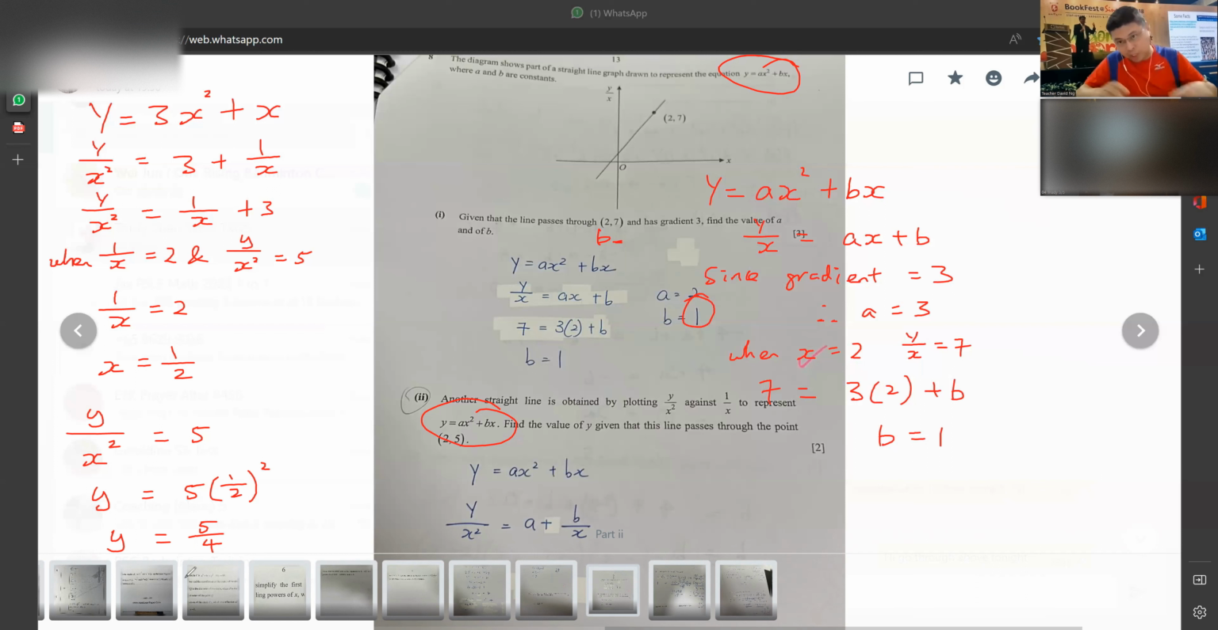If it's within the same question, of course. If it's question 9, then of course the a and b is different from the a and b earlier. But because it's still part of question 8, it's just part 1, part 2, they are still referring to the same values of a and b. Okay? Okay, let's move on to the next one.